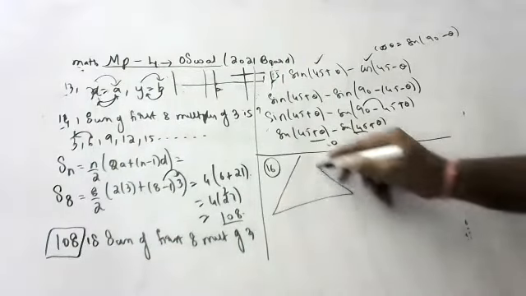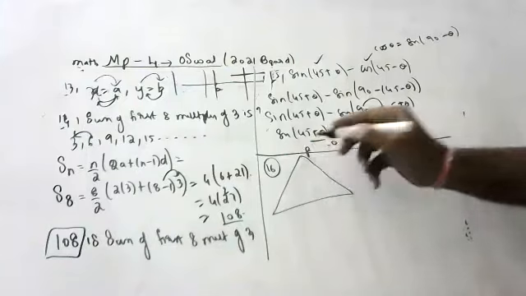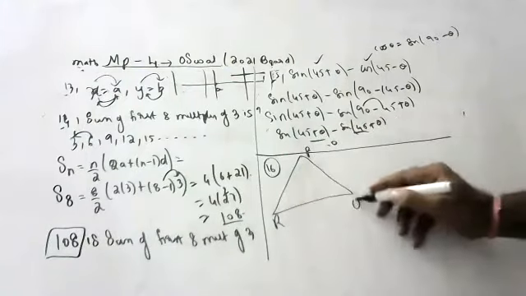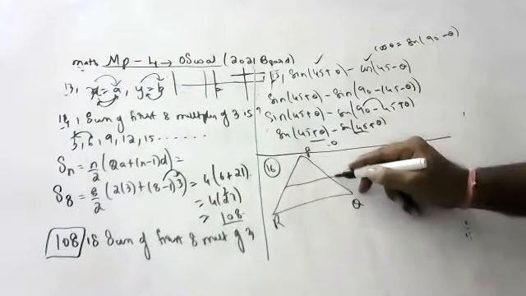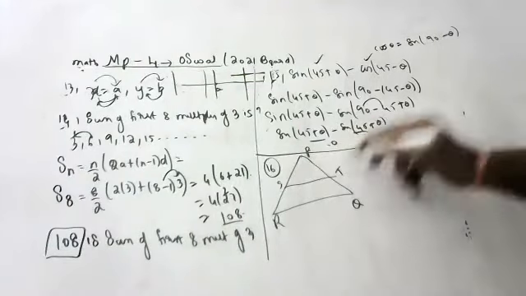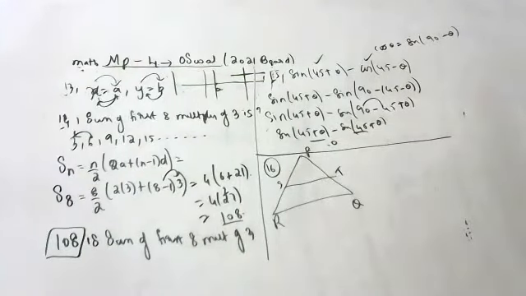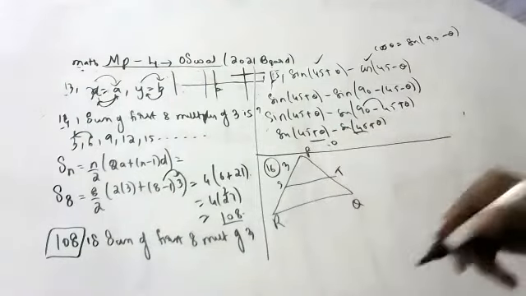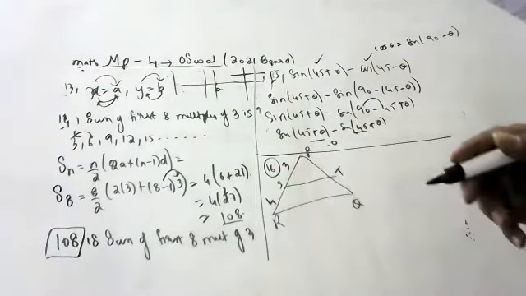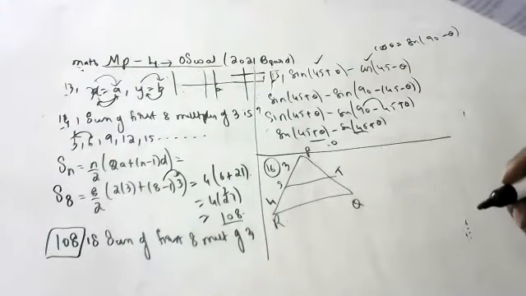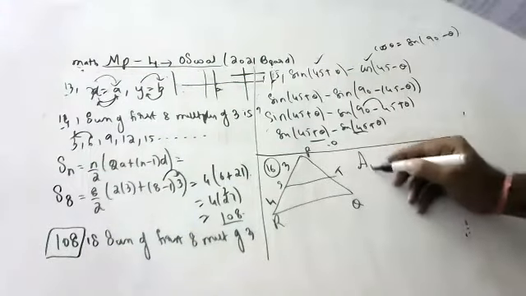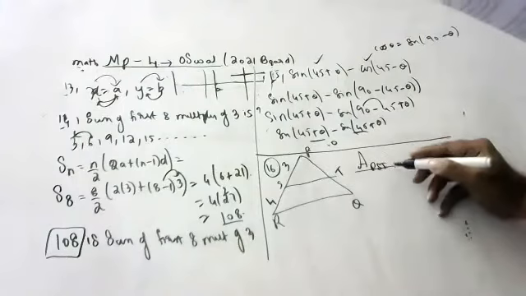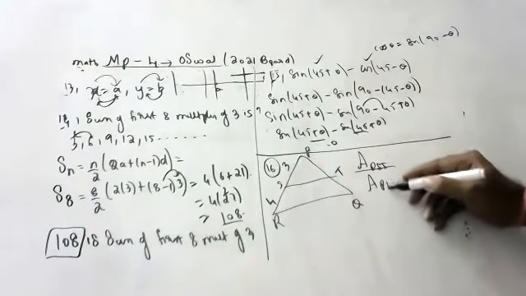See here, this is P, children. This is R. This is Q. This is S. This is T, children. In the figure, ST is parallel to RQ. PS is 3 centimeters. PS is 3. ST is 4. Find the ratio of area of PST by area of PRQ.